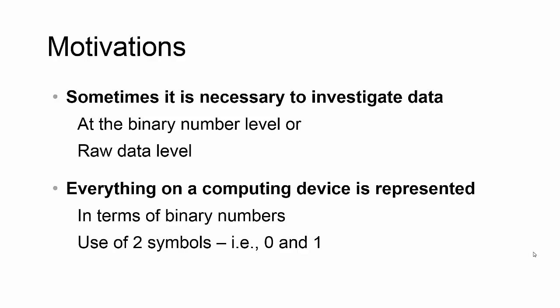As you know, everything on a computing device is represented in terms of binary numbers. So when we say binary numbers, basically it's a number system that uses only two symbols, either zeros or ones. Criminals hide or manipulate their data at the binary number level. Therefore, it's necessary as an investigator for us to somehow look at the data in its native format. That is, in numbers. So we can look at the numbers in zeros and ones, but that's probably too much.